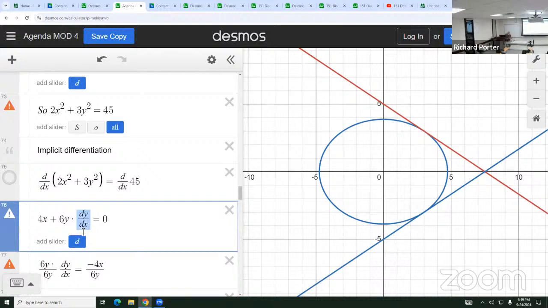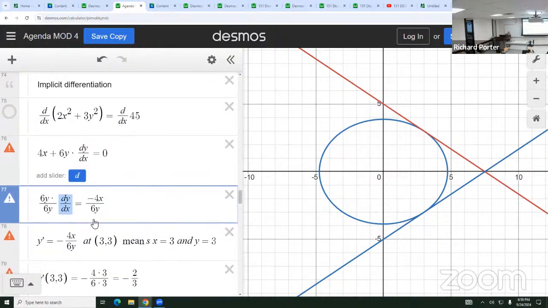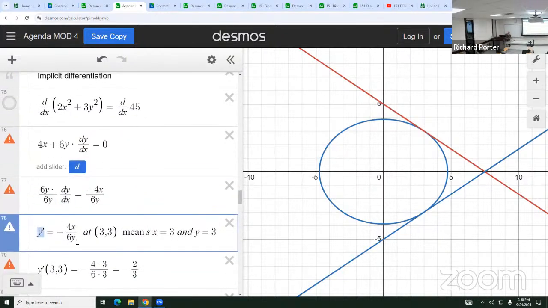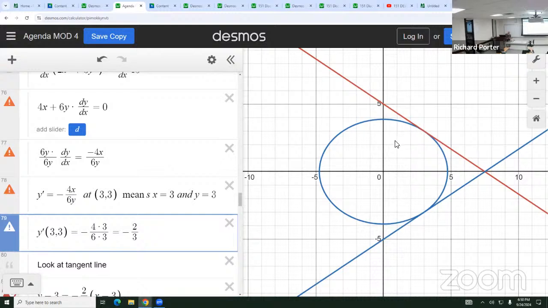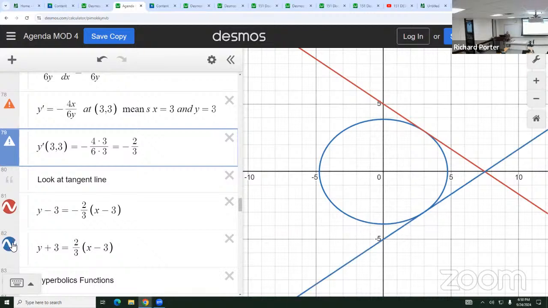When you plug in 3 and 3 for x and y, you'd have nothing to solve for, and it won't be true. Now, if I plug in 3 and 3 into that equation, here it just says solve for dy/dx. This is just algebra. You get y prime, or dy/dx, equals that. You plug in 3 for x and 3 for y, and the whole thing becomes 2/3. So the slope of that red line is 2/3. And there it is written as a line at the point (3, 3). And this one right here is the other line at the point (3, -3).